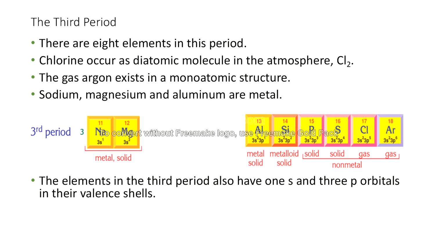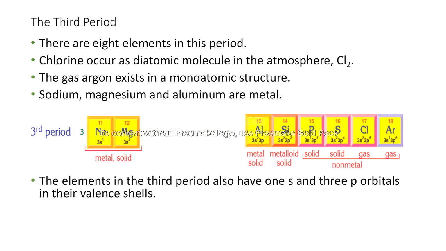The third period has 8 elements. We have sodium, magnesium, aluminum, silicon, phosphorus, sulfur, chlorine, and argon. Chlorine occurs again as a diatomic molecule in the atmosphere, while argon is just a monatomic element. Sodium, magnesium, and aluminum are metals. Let me just point to you: sodium, magnesium, and aluminum are metals.